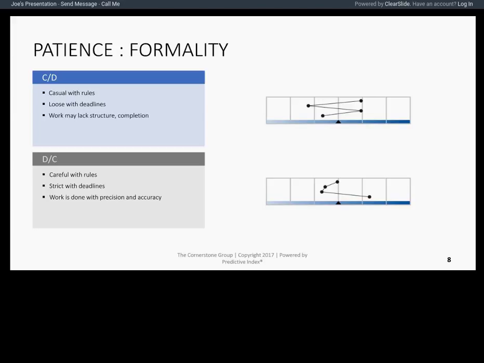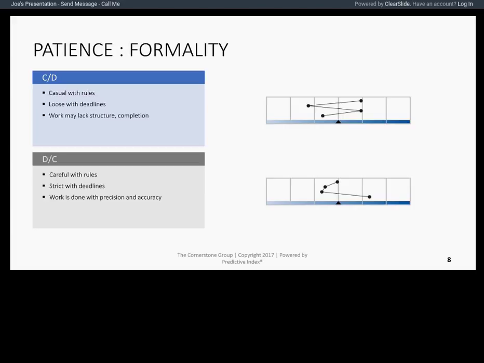Last but not least, we have the C and D factor combination, patience and formality. The C-D factor combo is about rules and follow-through. Folks that are high C, low D tend to be really casual with rules, a little more loose with deadlines, and their work may lack structure and sometimes completion. They tend to really persist over long periods of time, but often at the expense of the details.